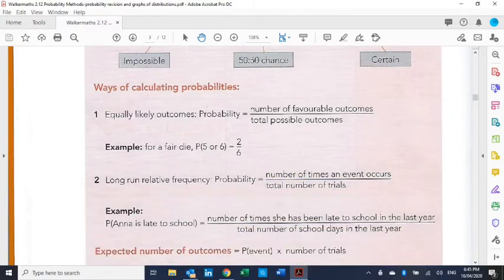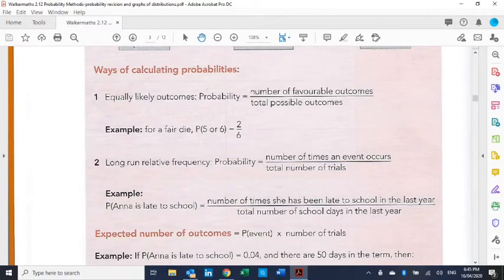A couple of different ways of calculating probabilities. If you have equally likely outcomes, for example, every possible thing is equally likely to happen, the probability is simply the number of favorable outcomes over the total possible outcomes. And we'll do a lot of those. So you'll see the example, the probability of a 5 or a 6 on a standard die. There is 1 five, 1 six, so that's 2, 6 total numbers on the die, so 2 out of 6.